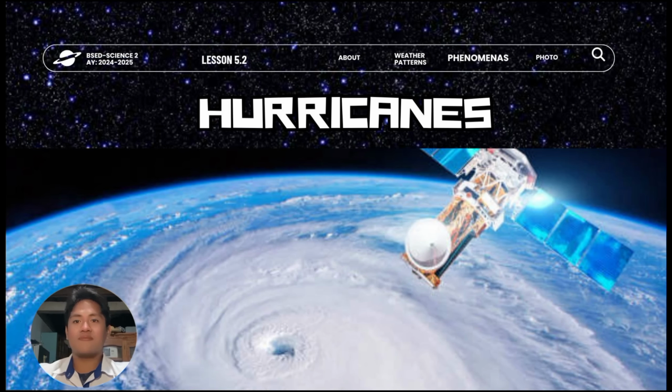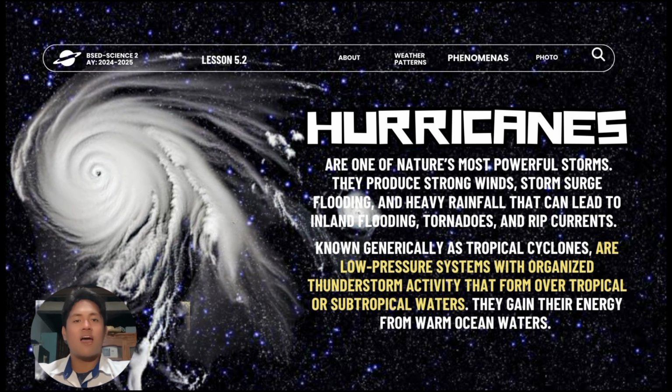Okay, let's start. Hurricane. What exactly is a hurricane? A hurricane is one of nature's most powerful storms. They produce strong winds, storm surge flooding, and heavy rainfall that can lead to inland flooding, tornadoes, and rip currents. Known generically as tropical cyclones, they are low-pressure systems with organized thunderstorm activity that form over tropical or subtropical waters. They gain their energy from warm ocean waters.